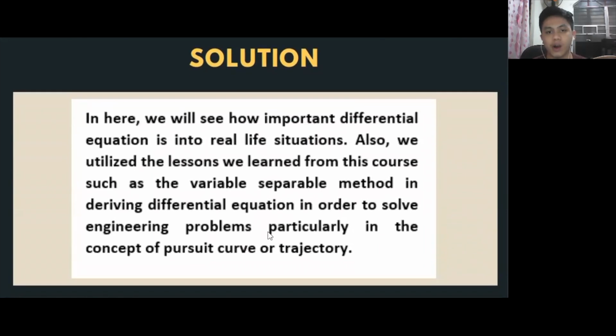So in here, we will see how important differential equations are in real life situations. Also, we have been able to utilize the lessons we learned from this course, such as the variable separable method in deriving differential equations in order to solve engineering problems, particularly in the concept of pursuit curve or trajectory.